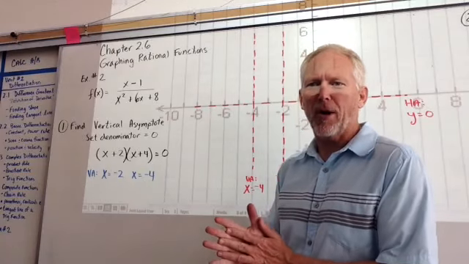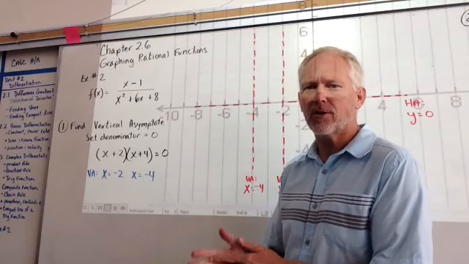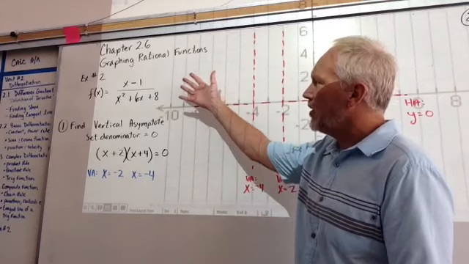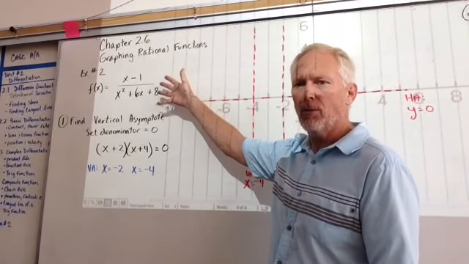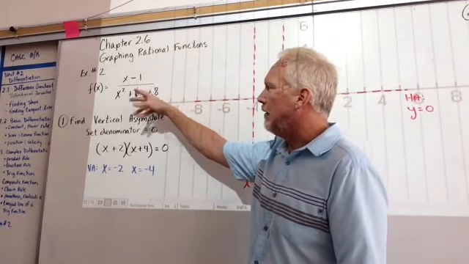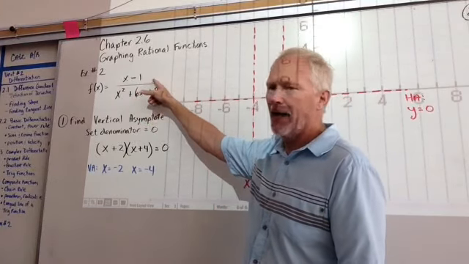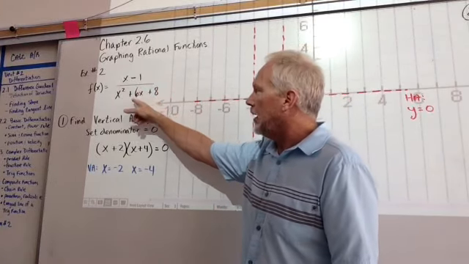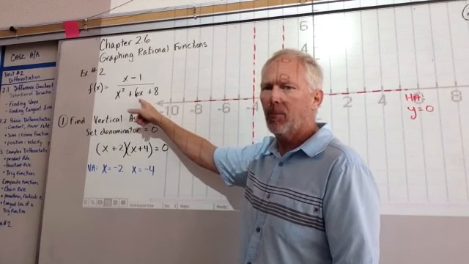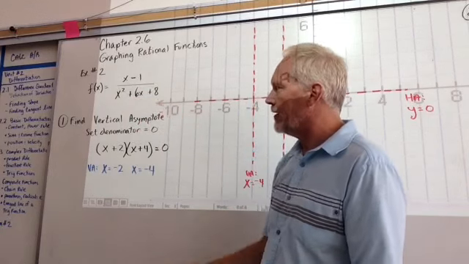Hi, here we go with another graphing rational functions video. This time, however, we're in polynomial form. So we have f of x is equal to x minus 1 divided by x squared plus 6x plus 8.